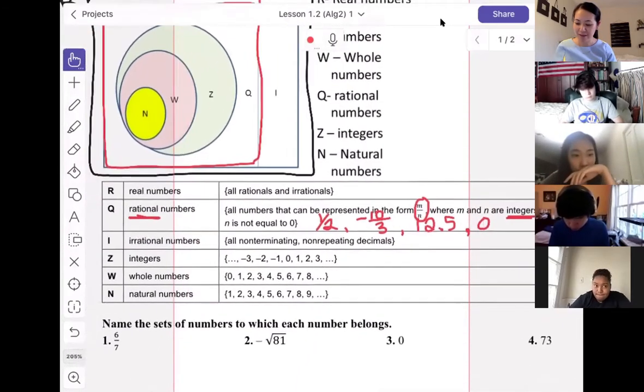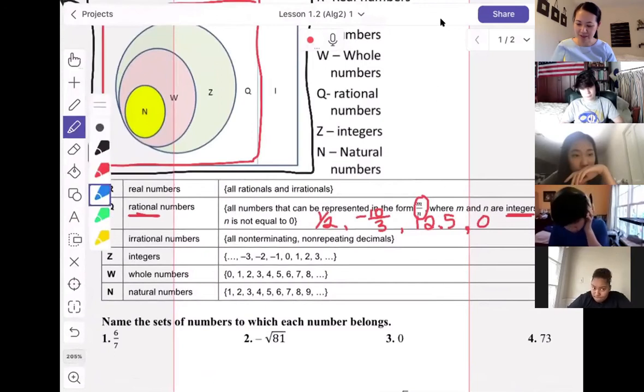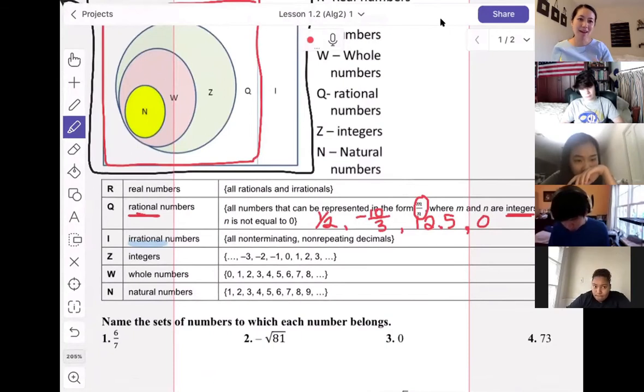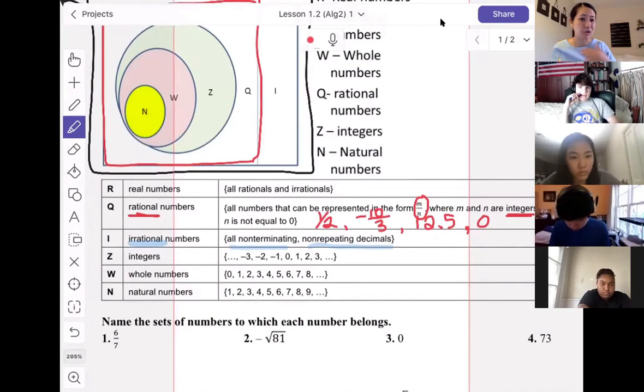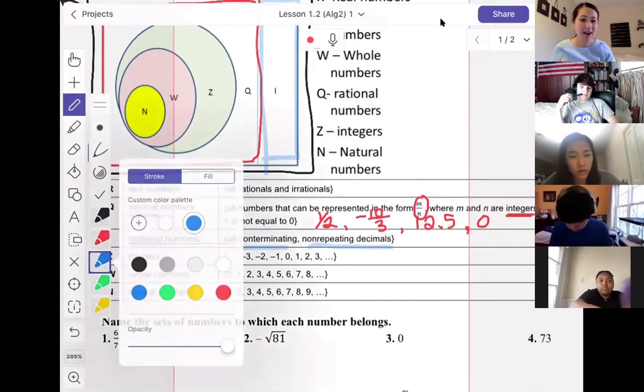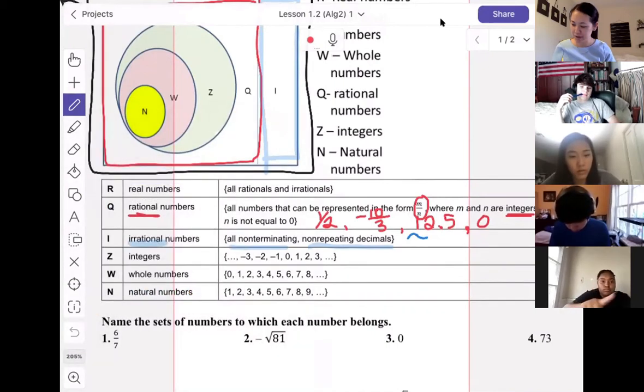All right, and everything else is considered an irrational number. Anything that you cannot write as a fraction, any non-terminating, so that doesn't end, non-repeating decimal. A decimal that goes on forever and has no repeats would be irrational. For example, pi is the most famous one, right? 3.14159, dot, dot, dot. It keeps on going forever and doesn't repeat.